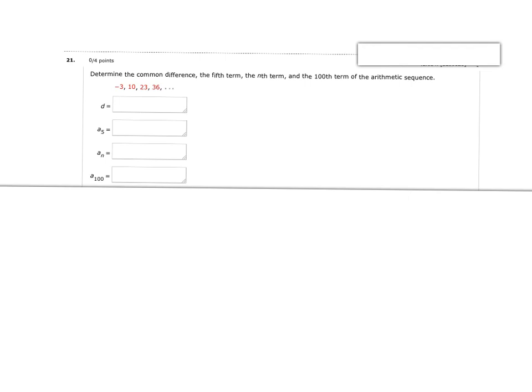All right, next up here, we're going to find the common difference. That's just the pattern, what's being added. So it looks like it's a plus 13 pattern. So I shouldn't put plus 13, I should just put 13. If it's decreasing, then it's going to be negative. Okay, so then a sub 5, well, if you just added 13 again, it would make sense that it would be 49.